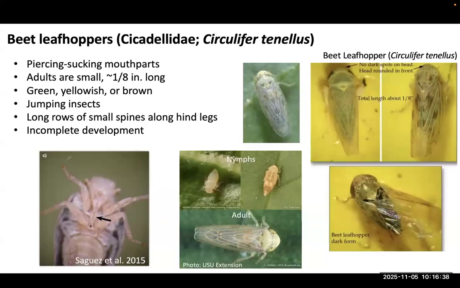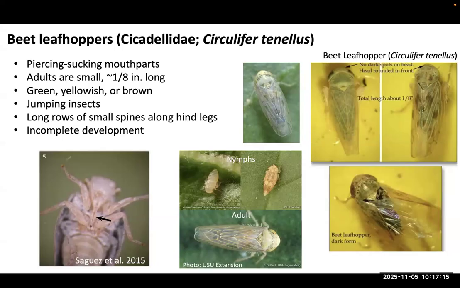Moving along, you may learn more about these than what I'm going to tell you today, but to prime us and get us started, the beet leafhopper. This is a piercing-sucking insect, and these guys are pretty small. They are wedge shaped. They vary in color, but they tend to be green, greenish yellow, brownish, kind of pale. They do jump. They have rows of spikes on their legs.